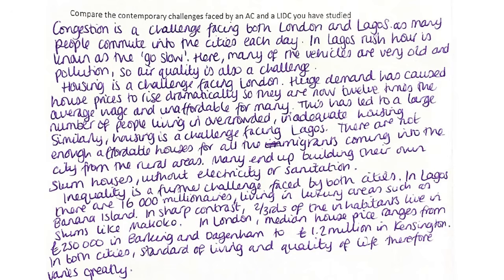So inequality is a challenge faced by both cities. In Lagos, we've got 16,000 millionaires living in luxury areas like Banana Island, but in sharp contrast, 2/3 of the inhabitants live in slums like Makoko. In London, median house price ranges from 250,000 in Barking and Dagenham to 1.2 million in Kensington. So in both cities, standard of living and quality of life vary greatly.